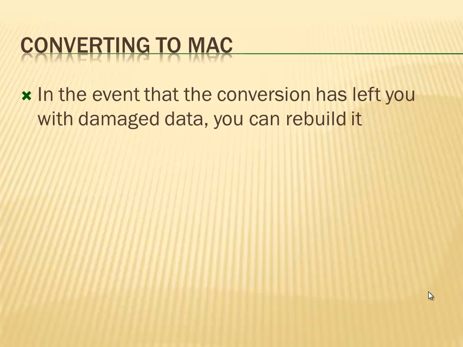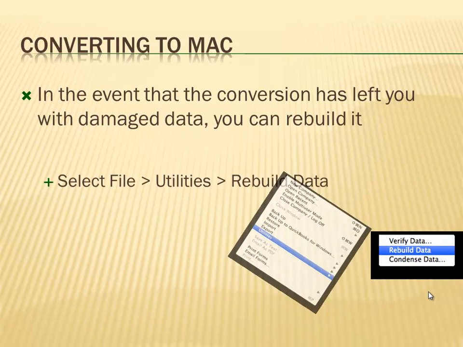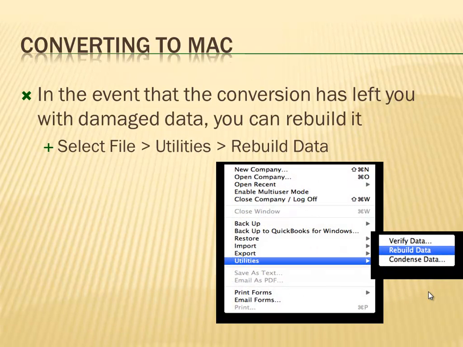So in the event that your conversion has left you with damaged data, and it's not as simple as going in and changing one trial balance, you can attempt to rebuild your data in QuickBooks for Mac. You select File, go into Utilities, and you will see Rebuild Data, and click on that. Theoretically, rebuilding the data should bring the data back to what it should be.